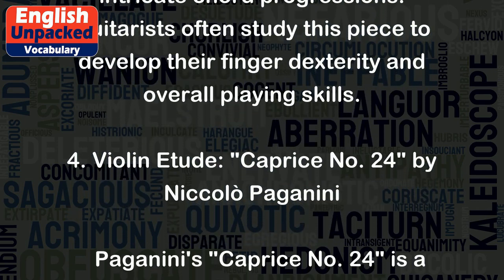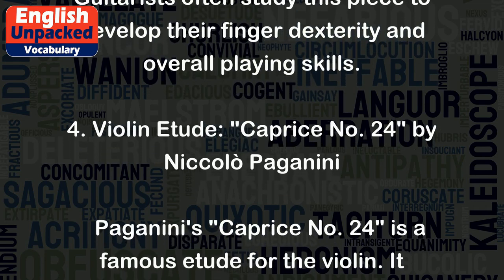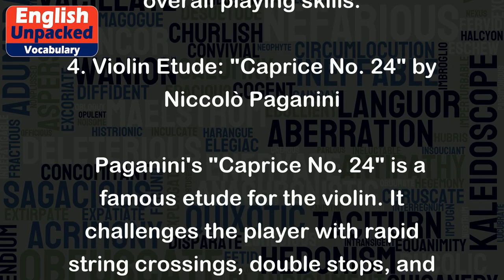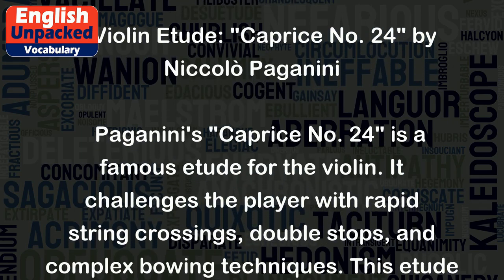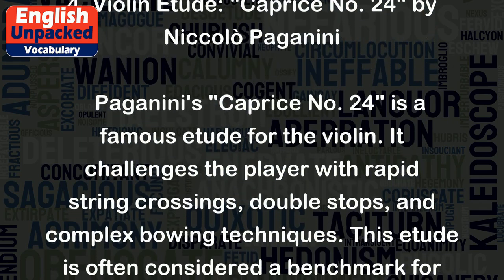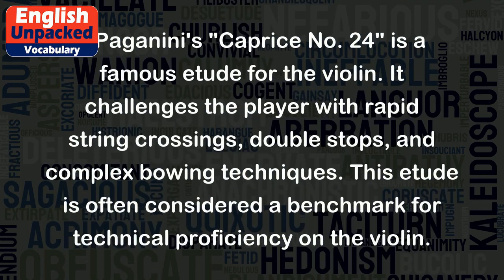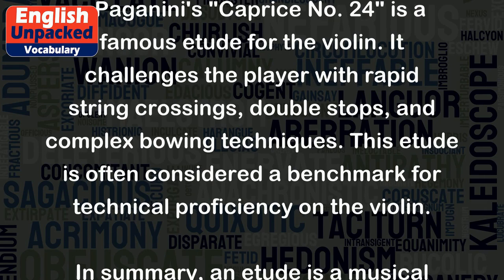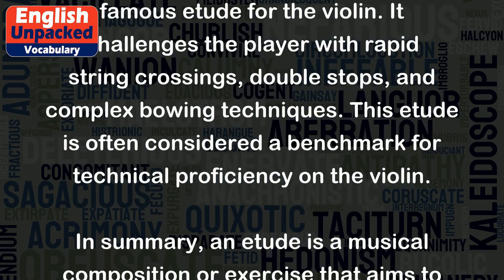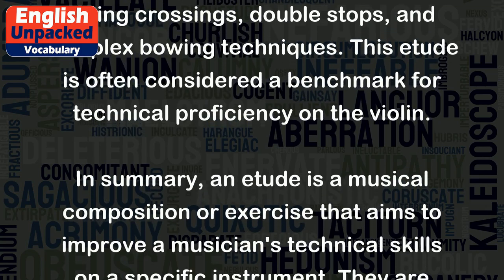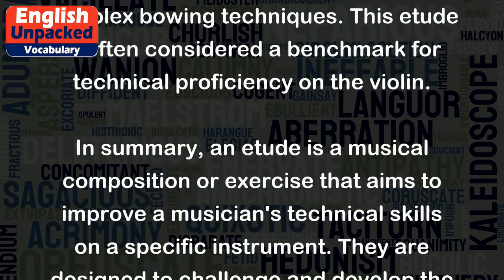4. Violin etude, Caprice No. 24, by Niccolò Paganini. Paganini's Caprice No. 24 is a famous etude for the violin. It challenges the player with rapid string crossings, double stops, and complex bowing techniques. This etude is often considered a benchmark for technical proficiency on the violin.